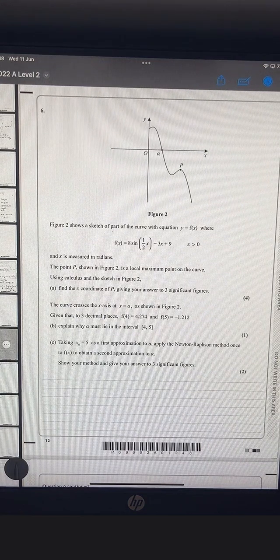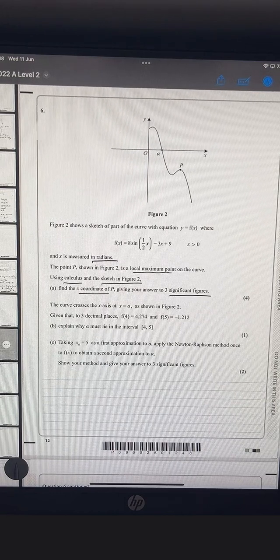Figure 2 shows a sketch of part of the curve with the equation y equals f of x, where f of x is 8 sine a half x minus 3x plus 9. x is measured in radians. Really important you know this, so make sure your calculator is in the right mode. The point P shown in figure 2 is a local maximum point on the curve. Use calculus and the sketch in figure 2 to find the x-coordinate of P to 3 significant figures.